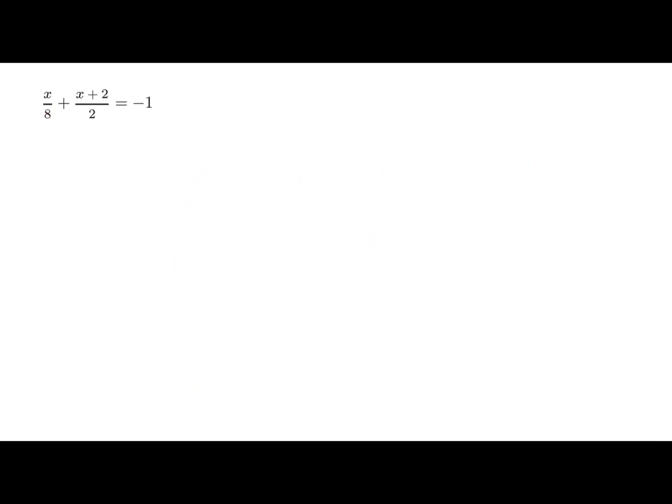Now have a look at this one. This is not really any more difficult. We've spent some time looking at algebraic fractions. So what we've got here is just two fractions, and I can add them together, even though there's x's in them, really easily. All I've got to do is make a common denominator. Well, the lowest common multiple of 2 and 8 is actually 8.